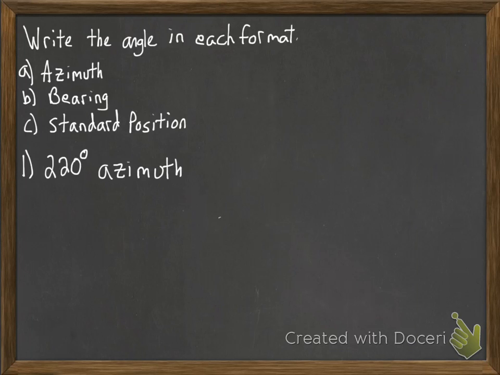Okay, what we're asked to do in this problem is look at different ways of writing an angle and how we convert between the different formats. First we have an azimuth of 220 degrees, so part A is pretty easy. What's the azimuth? It's just 220 degrees.